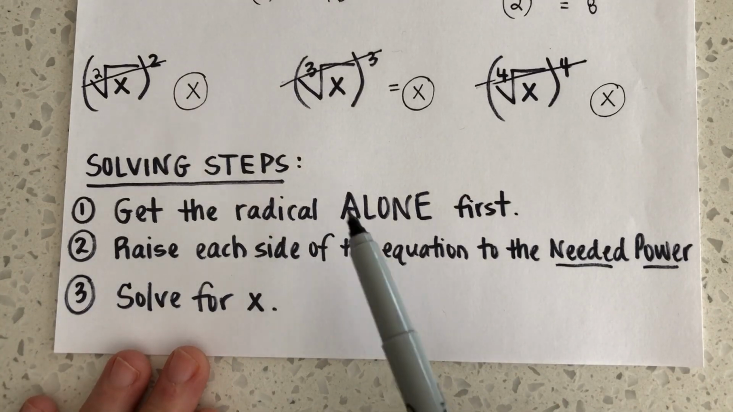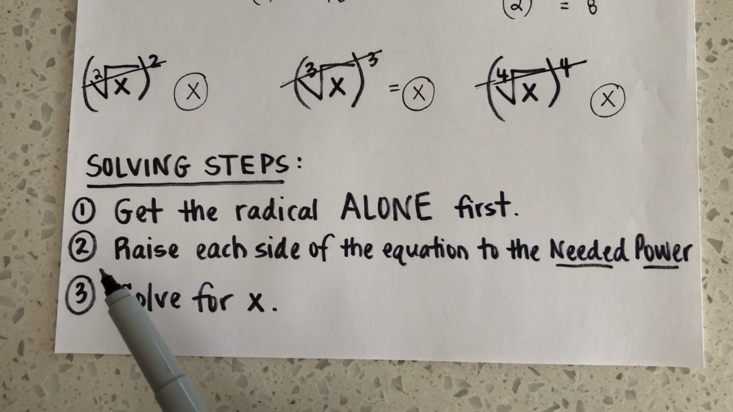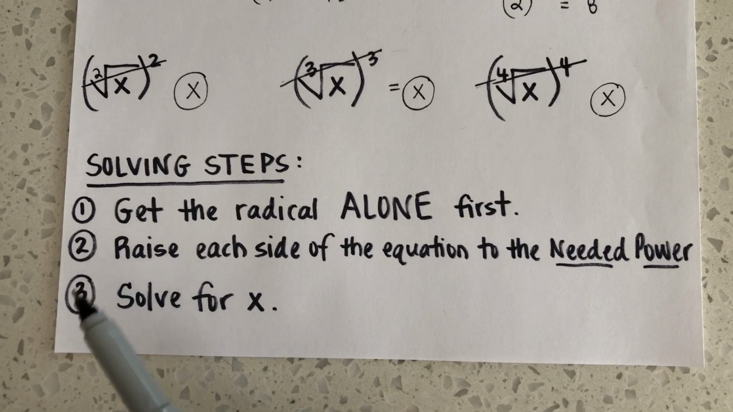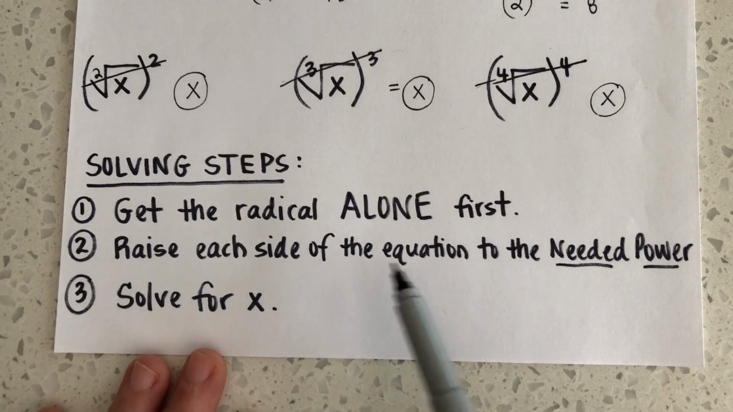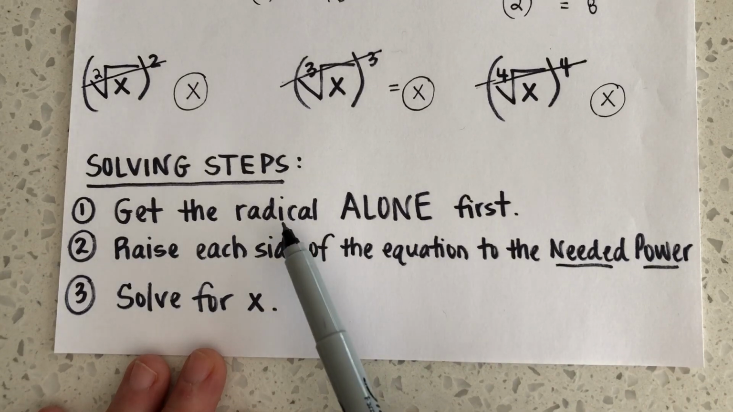Get the radical alone first. Then once the radical is alone, you're going to want to get rid of the radical by using some power. So then you're going to raise each side of the equation to the needed power. What power do you need to get rid of that radical?